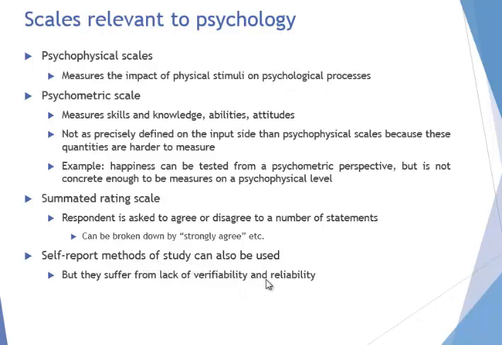Self-report methods can also be used. You can ask people, are you happy? Are you smart? Are you a good driver? Whatever it is. But again, it's hard to verify or ensure that it's reliable. They say that if you ask a random 100 people, how good a driver are you? Are you above average? 90% of them will say that they're above average, which obviously is impossible because only a little less than 50% can possibly be above average. That's one of the reasons why self-reports are not necessarily verifiable or reliable.